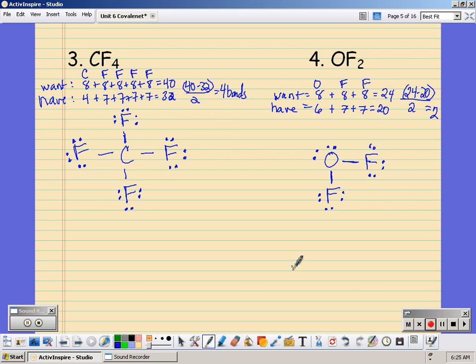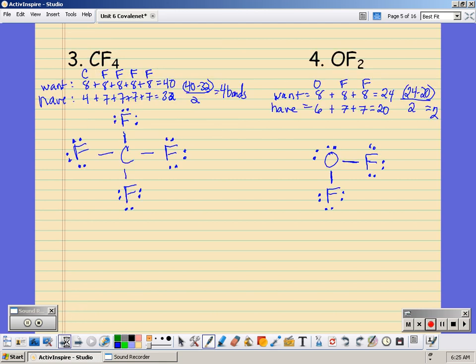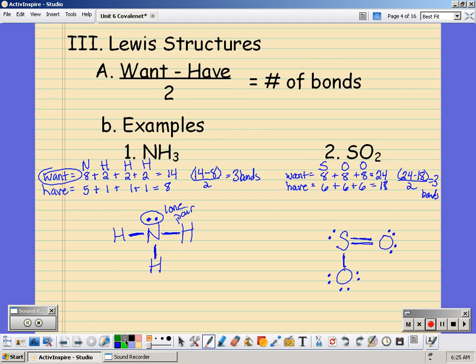A polar molecule is when you have a lone pair on the center or you're not symmetrical. So if we go back, here we have the lone pair on the center atom nitrogen. That means that this is a polar covalent molecule. Sulfur, being the center atom, has a lone pair. That means that this is a polar covalent molecule.